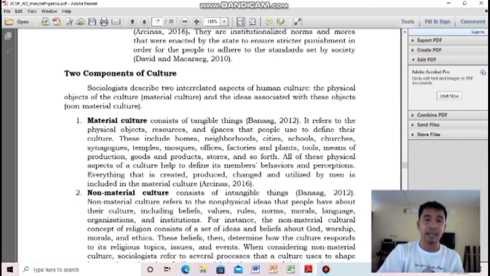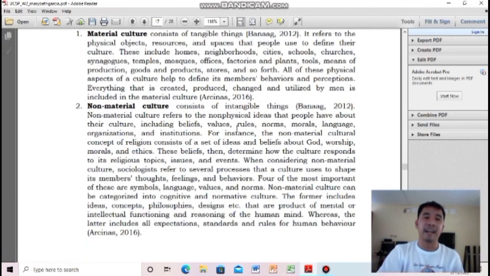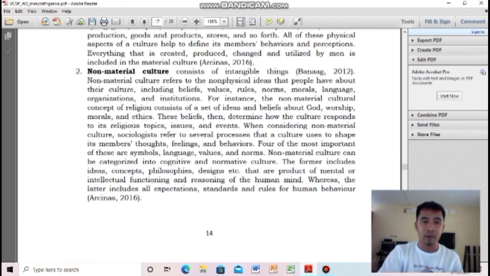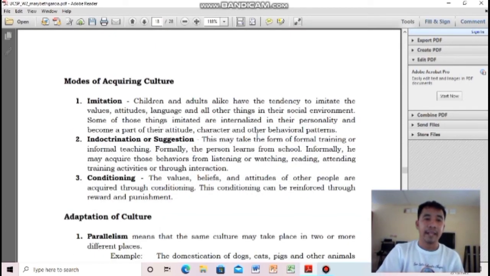That is material culture. Maghambal naman kita nga non-material culture are those that consist of intangible things. Example sa mga intangible things nga hindi mo siya ma-touch are beliefs nato, mga pagpati nato, values, no? Rules, mga kasubuan nato, norms, morals, language, organizations, and institutions. So, amo na example sa mga non-material culture.